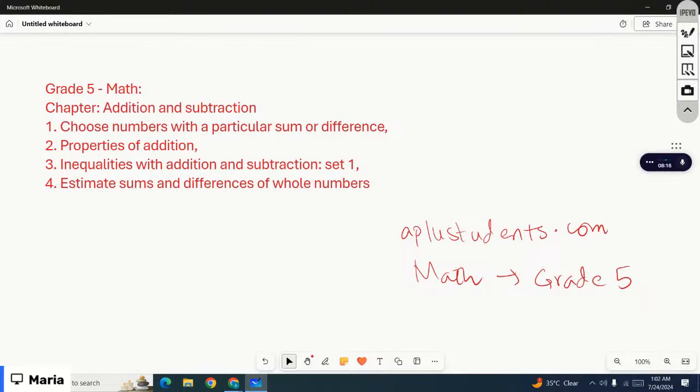We're going to start with the chapter addition and subtraction. The lessons we're going to cover today are choose numbers with a particular sum or difference, properties of addition, inequalities with addition and subtraction set 1, and estimate sums and differences of whole numbers. So please make sure you have your notebook and pencil so that you can note down the important examples and definitions as well, right?